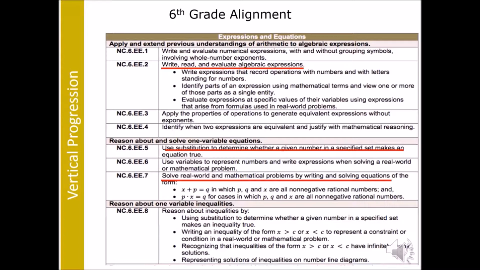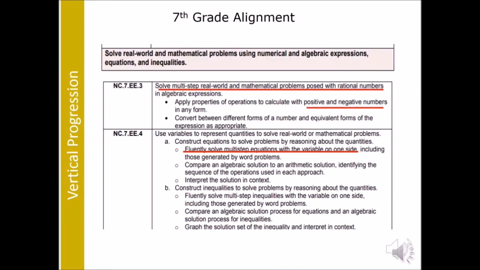In 6th grade, students will write and simplify expressions, as well as use substitution to determine whether a given number makes an equation true, which is key at the 8th grade level to check your solution. Then in 7th grade, students write and solve multi-step one-variable equations and inequalities to include rational numbers, positive numbers, negative numbers, and the distributive property. However, the variable will only be on one side of the equation.